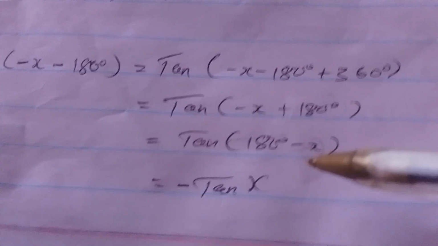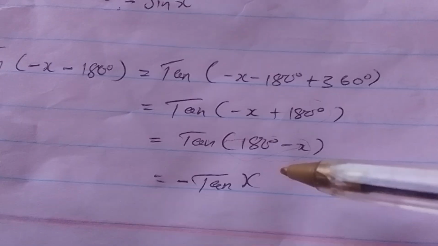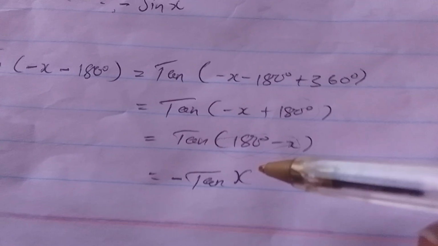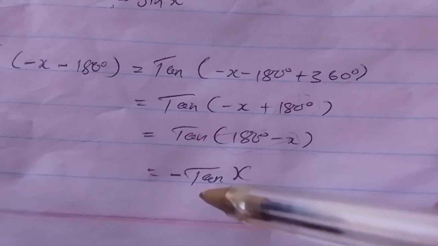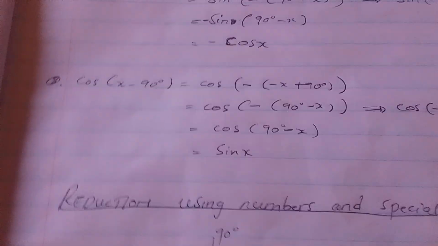So on our second quadrant, it is only sine that is positive. Which means tan and cos, they will be negative. That's why I got a negative tan x answer. So okay, let's carry on.